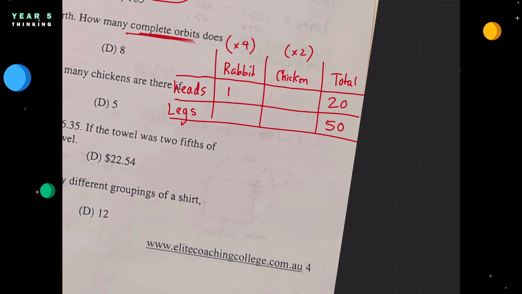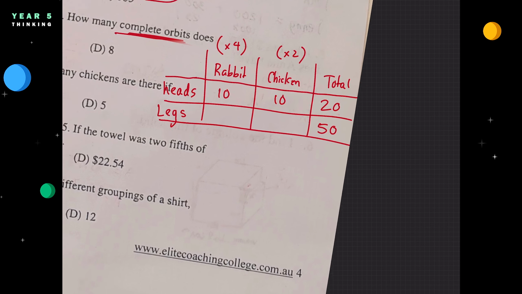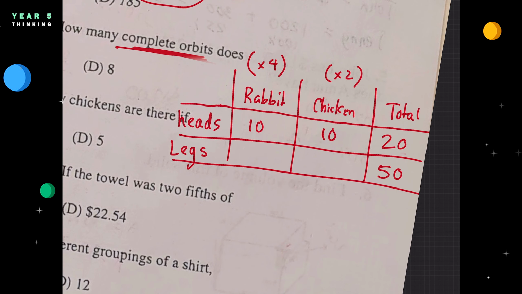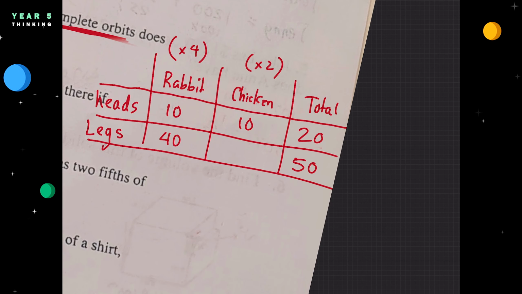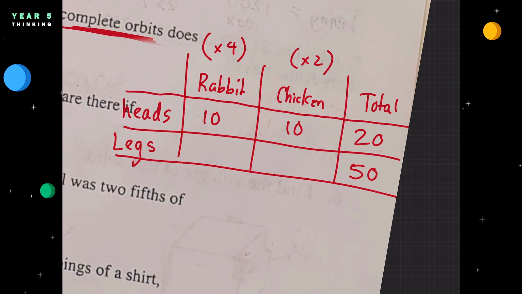Let's try 10 rabbits and 10 chickens, because 10 plus 10 is 20. Now how many legs does 10 rabbits have? 10 times 4 gives 40. And how many legs does a chicken have? Well, 10 times 2 is equal to 20. Does this add to 50? No, it doesn't. So our guess of the rabbits and chickens is wrong. We got 60, which is a big number. We want to make it go down, so we need to decrease the big number, the rabbits.